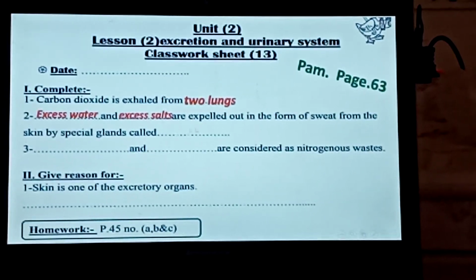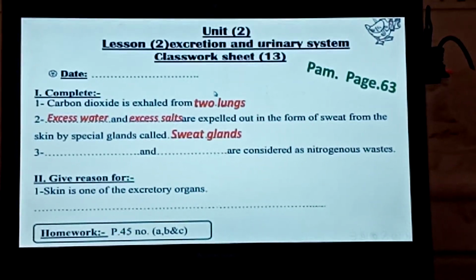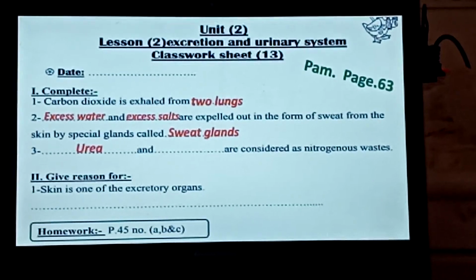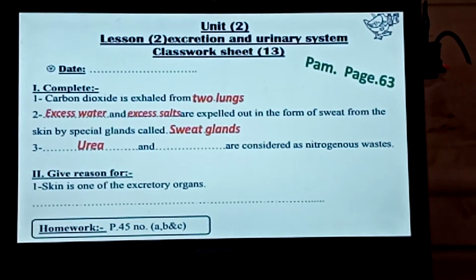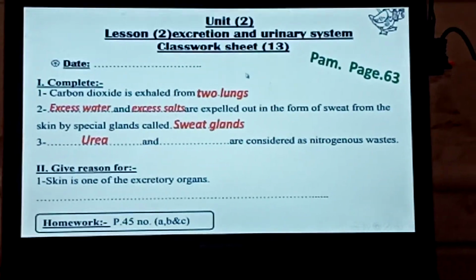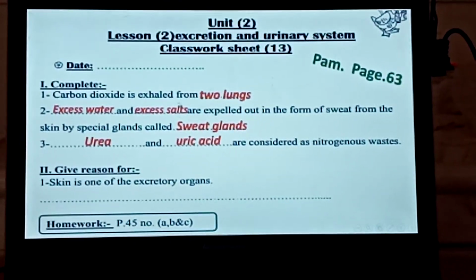What are the names of these glands? They are sweat glands. Number 3. Blank and blank are considered as nitrogenous wastes. What are the nitrogenous wastes? Nitrogenous wastes are urea and uric acid.